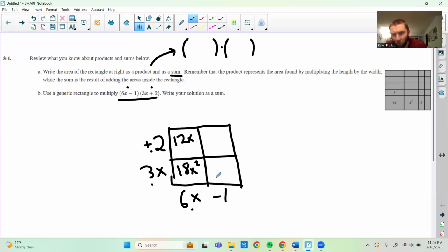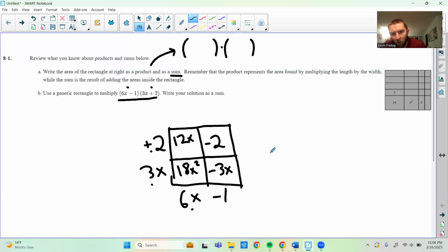Then if I go to the bottom right and get my other x's, I have 3x here on the left, and I have a minus 1 on the bottom. 3x times minus 1 makes minus 3x. Okay? And then up here in the top right corner, I don't have any x's anymore because it's just positive 2 from over here times negative 1 from down there, which is negative 2. Okay? So now if I want to write out the solution as a sum, I take all of these boxes and I just string them out all together.